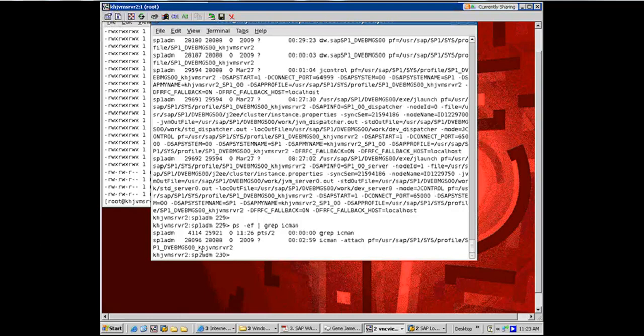What is the minimum requirement for message server to run? I mean, what is the minimum number? We can have only one. Only one per system, per instance, right? Per system. Per system. Yeah.